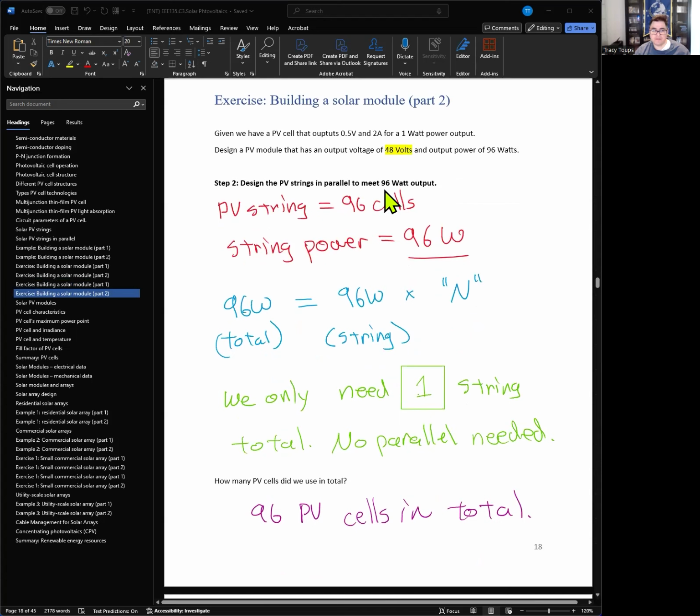We still want to keep the same 96 watt power output. We know the PV string is 96 cells. Each cell is 1 watt, so the string is already 96 watts. Honestly, at this point, you don't need a second one. One PV string gives 96 watts. That's all we needed, so nothing extra in parallel. We only need one string in total. How many PV cells did we use in total? Obviously it's 96 cells, because each one's 1 watt.